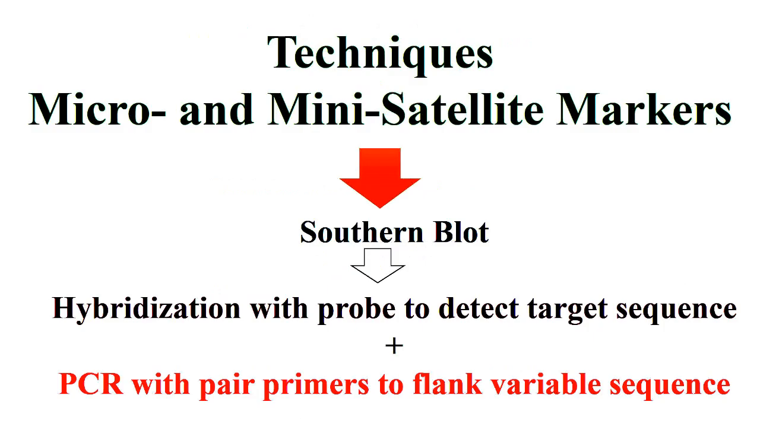So, micro and mini satellite markers depend upon the Southern blot technique by hybridization with probe to detect target sequence, and PCR with paired primers to flank the variable sequence.